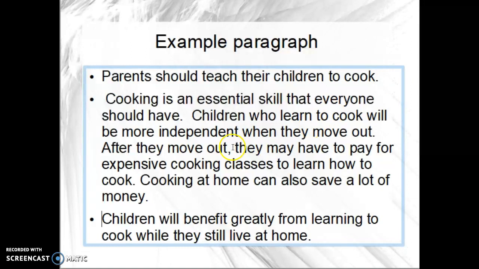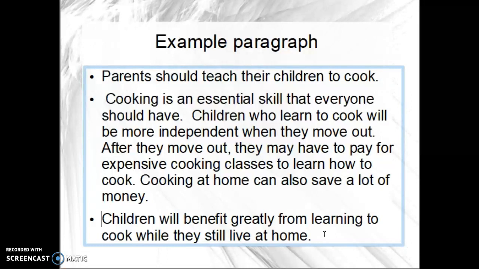Okay? So again, in a persuasive paragraph, you want each of the supporting sentences to show why this is true or why you believe this first sentence is true. Okay, so really quickly moving on to the concluding sentence here. Children will greatly benefit from learning to cook while they still live at home. So again, this wraps it up and shows the entire purpose of the paragraph.